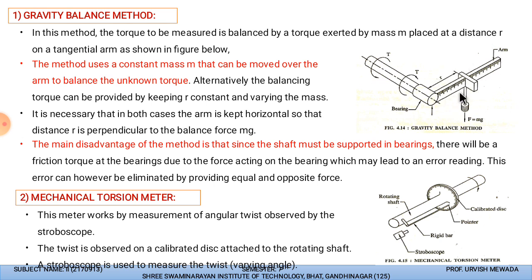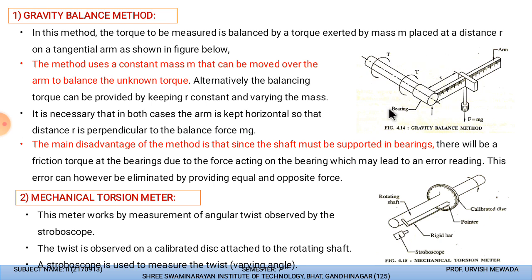This error can be eliminated by providing an equal and opposite force. From that we can measure an accurate value of the torque with the help of this gravity balance method. So this is how we can measure the torque using the gravity balance method.